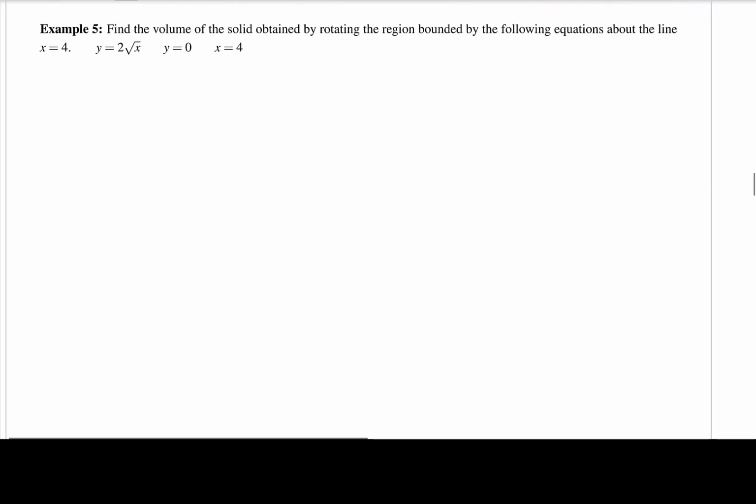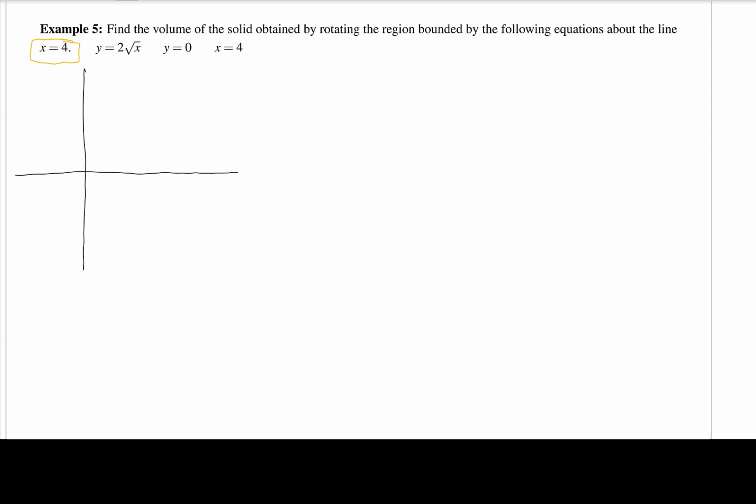Now for example 5, we're going to be revolving about the line x equals 4. So this is going to be our first problem where we're not revolving about our x-axis or y-axis. And what this ends up changing is how we calculate our radius. So let's go ahead and draw this out.